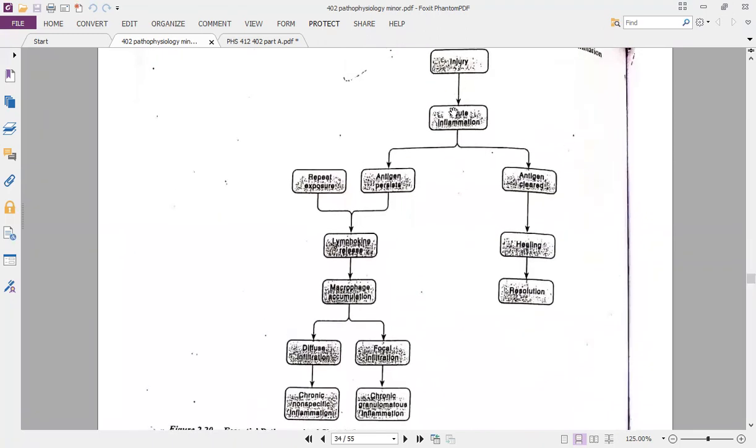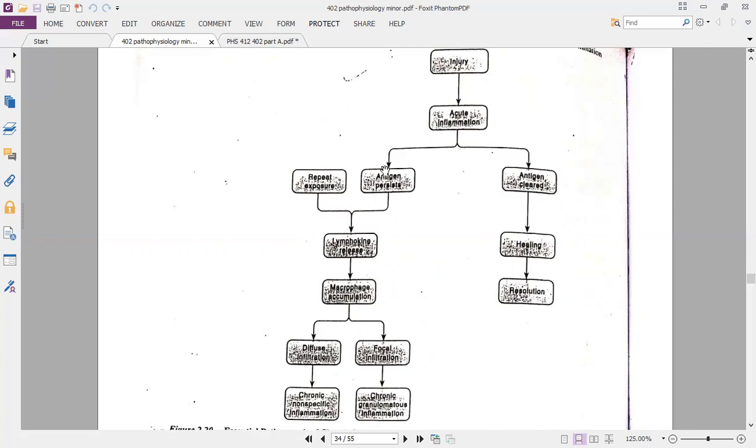Here in figure 2.10, this is the essential pathogenesis of chronic inflammation. So let's suppose the injury occurred; initially there will be an acute inflammation. If acute inflammation occurs, then the antigen is cleared, healing proceeds, and there is resolution. Resolution refers to the injury getting resolved and the tissue function getting restored. There is no dysfunction anymore.